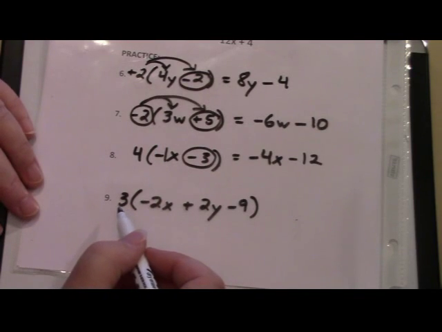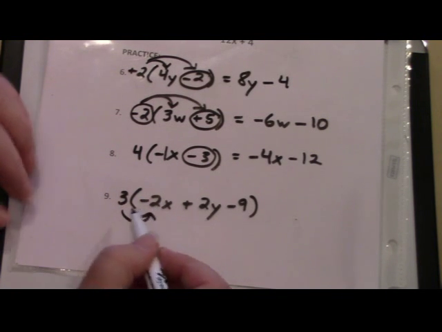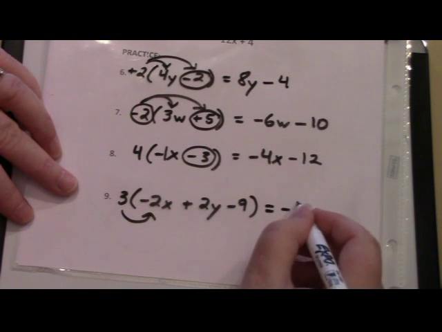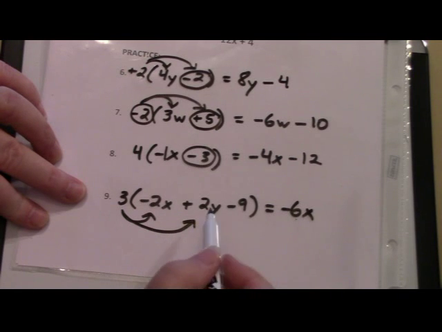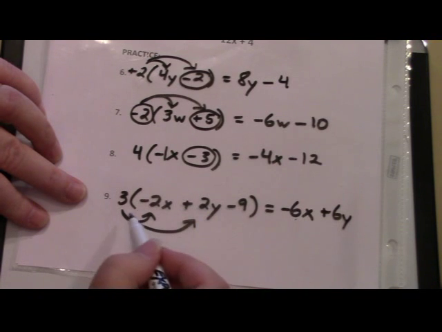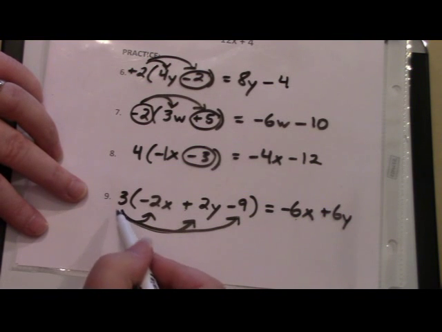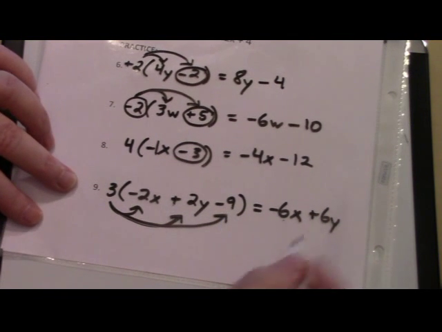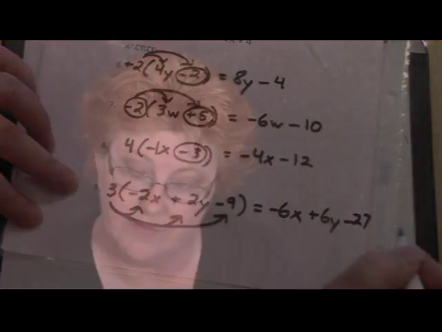So that means I'm taking a 3 and I'm going to multiply it by negative 2x. That gives me negative 6x. Now I'm going to take this 3 and I'm going to multiply it by the 2y, remembering it's a positive 2y. 3 times 2 is a positive, so plus 6y. And now I just get to do it here. Nothing has changed. I just added another term. 3 times negative 9 is going to give me a negative answer. 3 times 9 is 27.